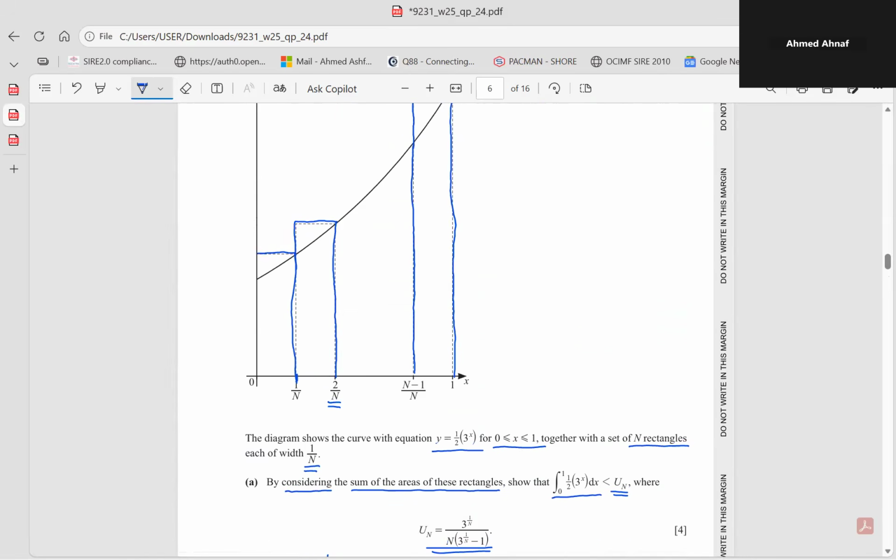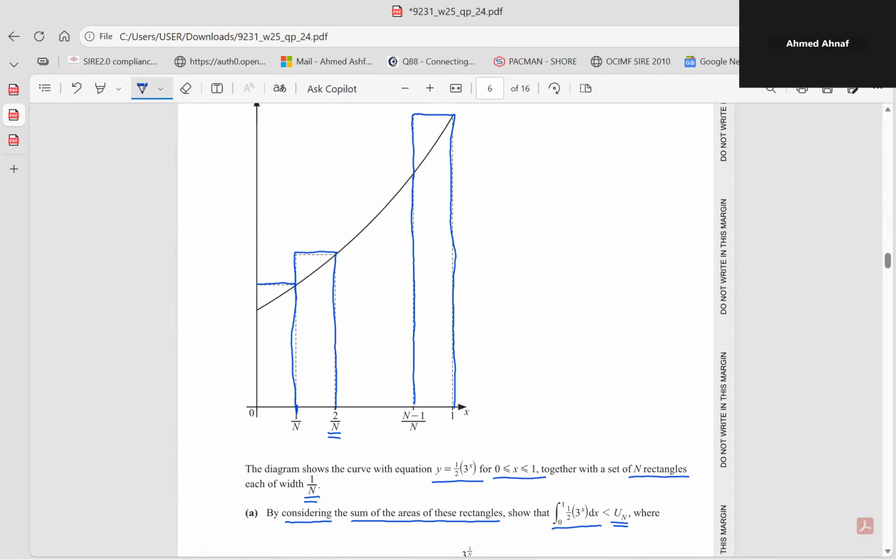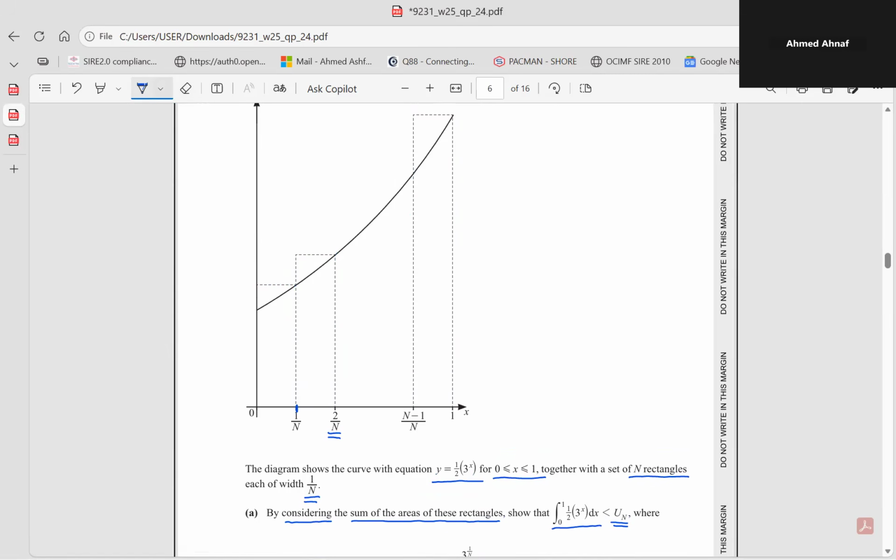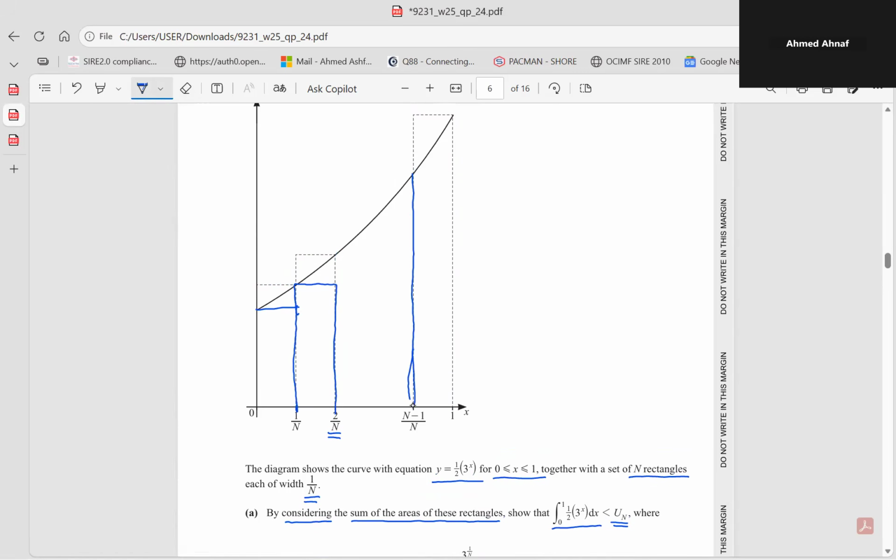To do that, we just have to change the rectangles a bit. Now instead of the top right-hand corners, now the top left-hand corners will touch the curve for every single rectangle. If you do that and you take the sum of all these rectangles that touch the curve in this manner, you're going to get an area that is less than the area under the curve.